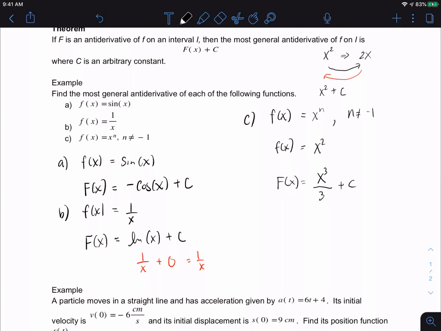And I'll prove to you guys that this is the answer. What's the derivative of x cubed? Isn't the derivative of x cubed 3x squared over 3? And then the constant becomes 0. So what happens to the 3's? Don't they cancel out? And so I get x squared. So the antiderivative's derivative gives me the original function. Do you guys see that?